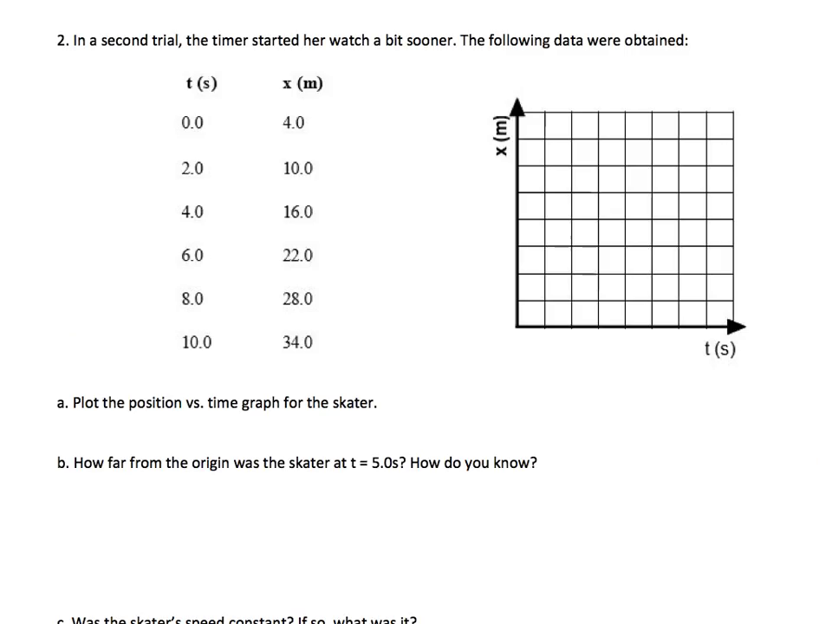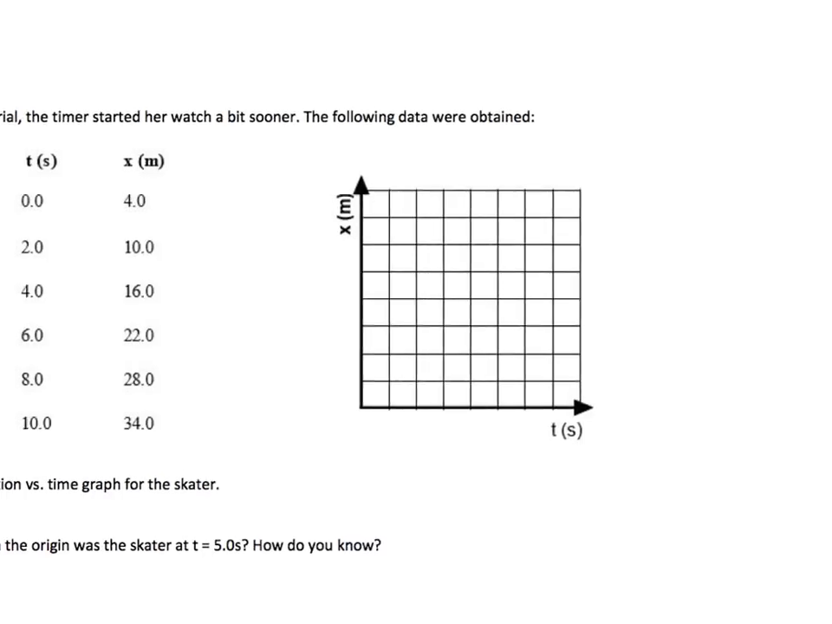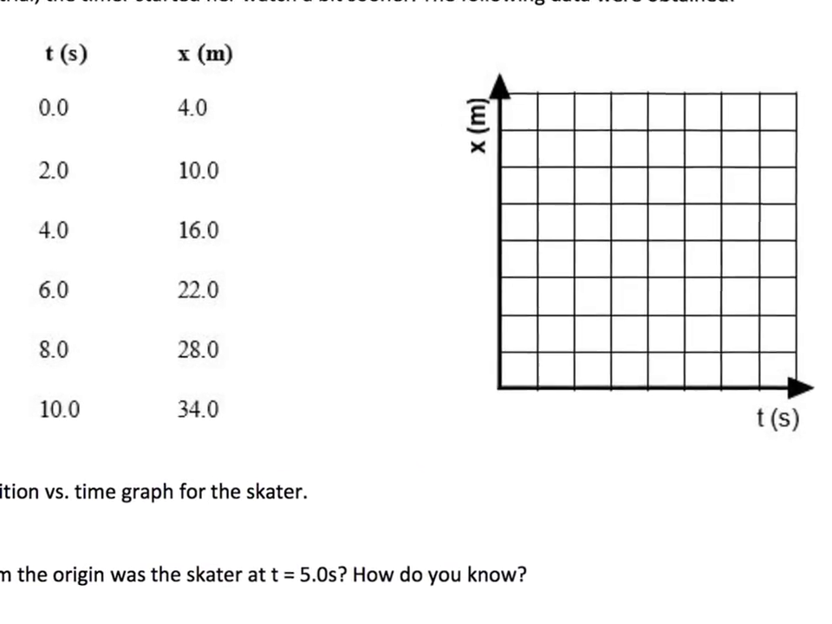As we go on to the next, here we are on the second page. We still have a skater. We've got some new data. So we're going to plot that, and then we're going to be able to do a lot of the same ideas. So let's start by zooming in so we can make a decent graph, and then answer some questions from it.